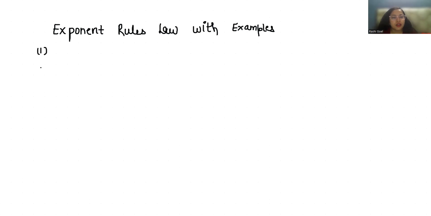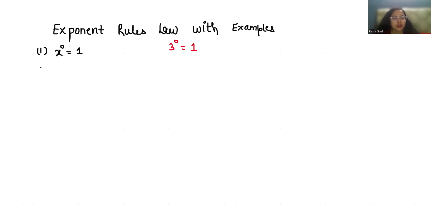My name is Rashi Goel and in this video we are going to do exponent rules with example. So our first rule is x power 0 is always 1, which means any number power 0 is 1. For example, 3 power 0 is also 1.